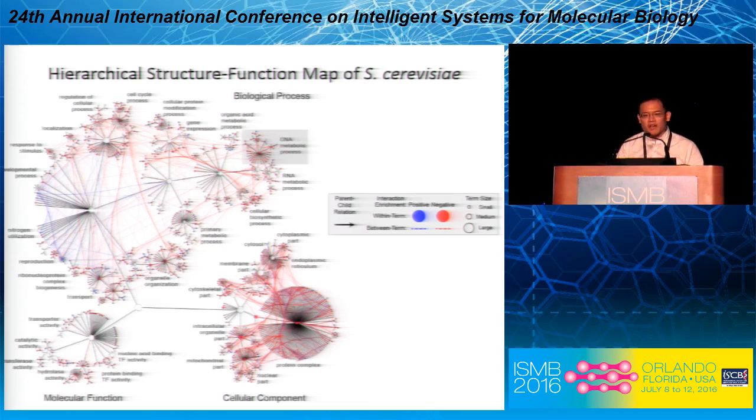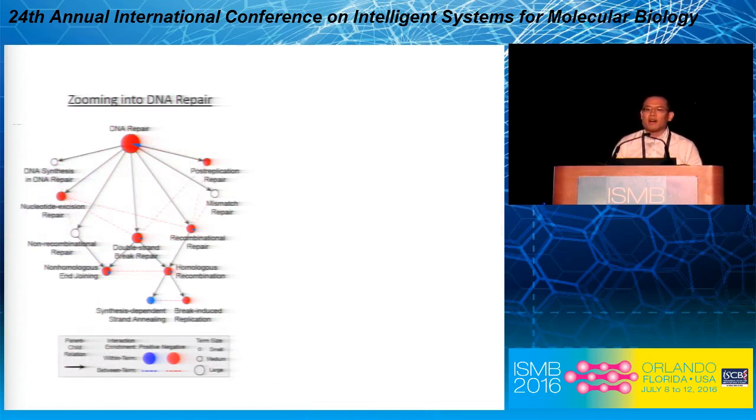Now this picture is quite hard to see, so I'll zoom in. I'll zoom in into DNA repair. And DNA repair, as can be seen here, is composed of many different sub-processes. And as seen by this pie chart underneath DNA repair, gene pairs underneath DNA repair can either have a negative or a positive interaction.